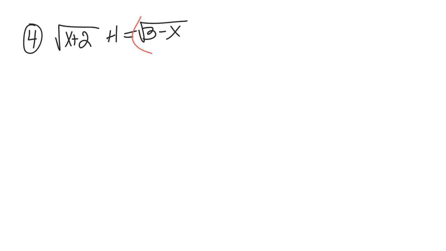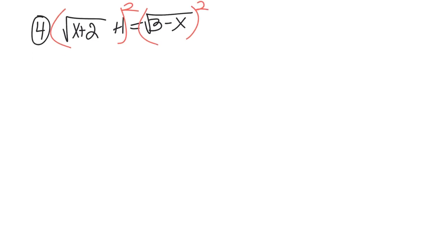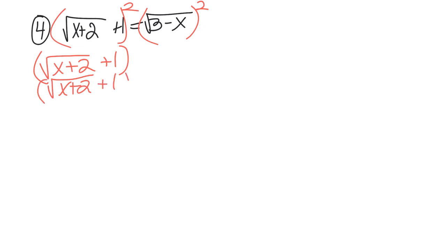In order to get rid of the square root, we're going to square both sides. But when I square the square root of x plus 2 plus 1, I have to remember that that is the square root of x plus 2, let me shorten that, plus 1, times the square root of x plus 2 plus 1. And you know how I like my vertical multiplication. So we're going to multiply these together.